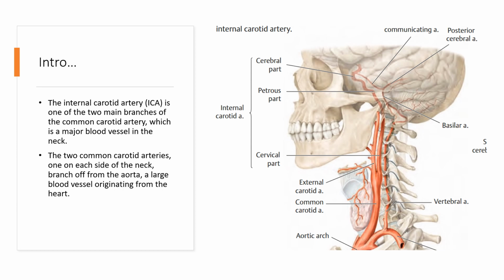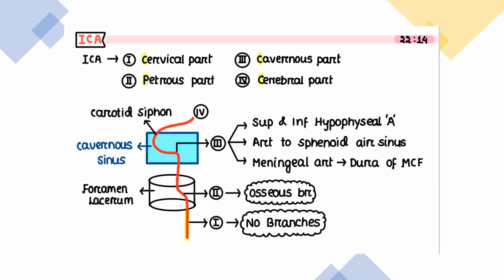So as you can see in this diagram, this is the internal carotid artery. And the location is just posterior to the external carotid artery. It is just behind the external carotid artery. And it enters the skull via the foramen called the foramen lacerum and the carotid canal. In this diagram, you can see the cartoon of the ICA. So this ICA enters the skull via the foramen lacerum, as I told you.